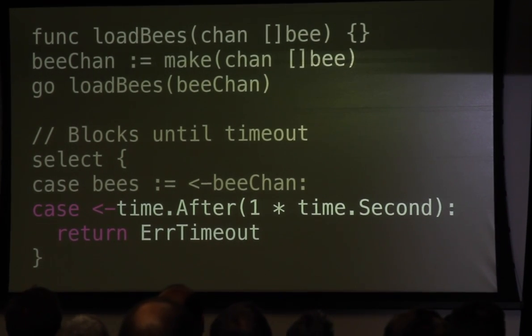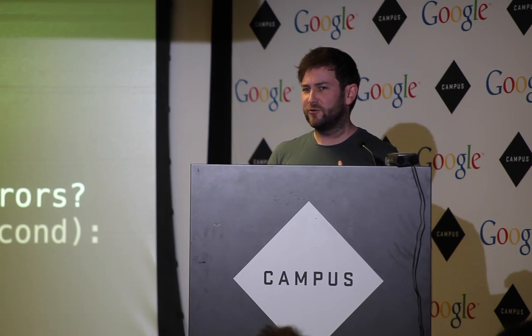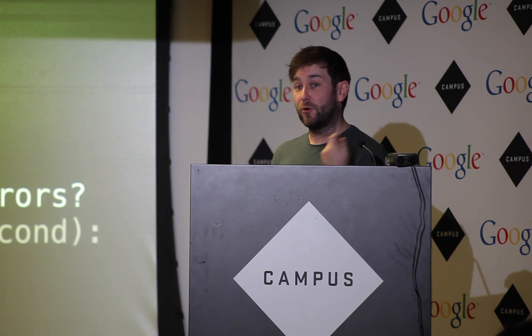All good. But the main problem we have here now is that, as I said, we're not actually dealing with any errors that come back from the method. So if we were just calling this as a function, we'd have bees and thing, and we'd get our error and we'd immediately deal with it, and that's all good. But if we just have a channel that's sending our response back, we have no way to get our error, and we're not blocking deliberately.